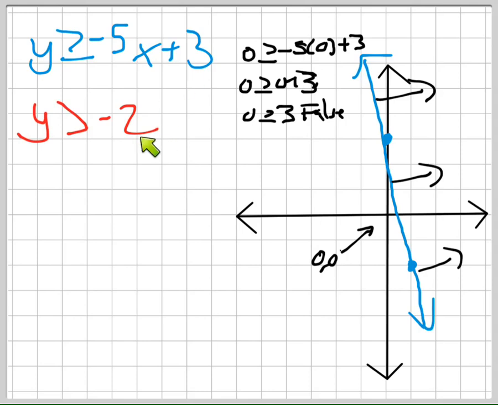So let's move to the red line. There's no x here. There's like a 0x, a 0 slope. When it has a 0 slope, it's a horizontal line through this y-coordinate. Y-coordinate at negative 2. It's going to be a horizontal, flat line. Is it going to be a dotted one or a solid one? Dotted because it's just greater than.